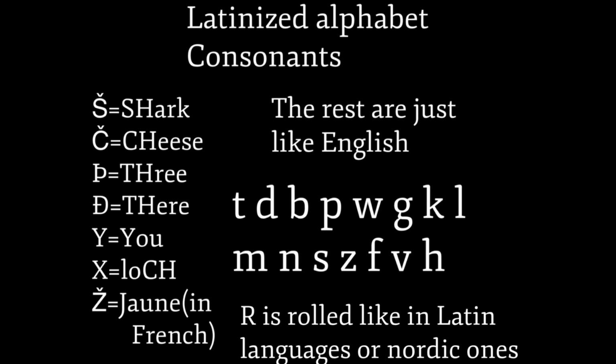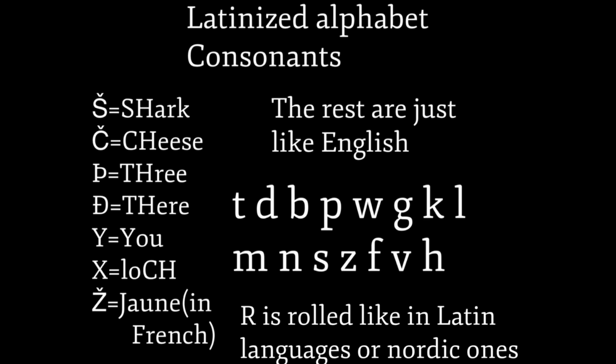Lesson 2, Latinized alphabet consonants. Sh, as in shark. Ch, as in cheese. Th, as in three. Th, as in there. Y, as in you. H, as in loch. And j, as in the French jean.